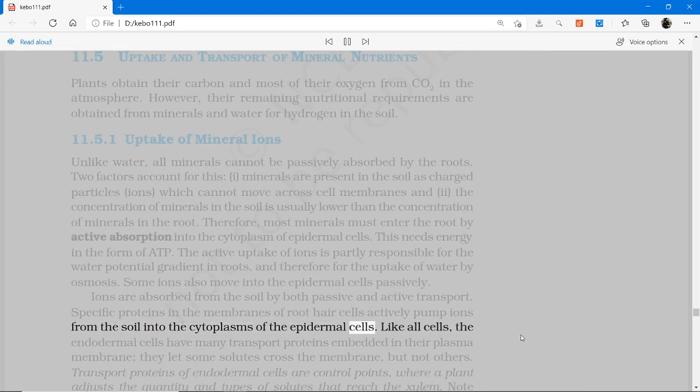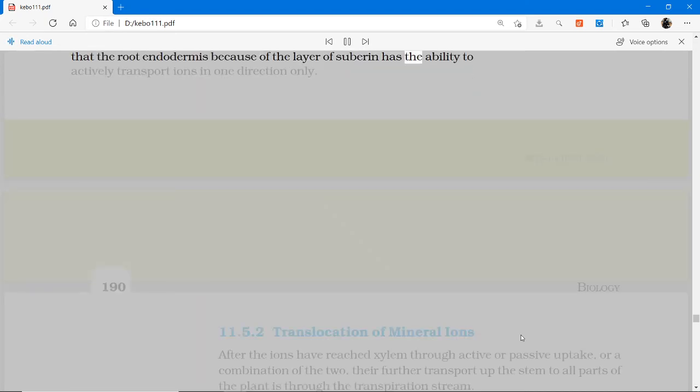Like all cells, the endodermal cells have many transport proteins embedded in their plasma membrane. They let some solutes cross the membrane, but not others. Transport proteins of endodermal cells are control points, where a plant adjusts the quantity and types of solutes that reach the xylem. Note that the root endodermis, because of the layer of suberin, has the ability to actively transport ions in one direction only.